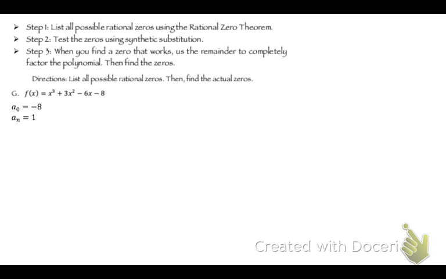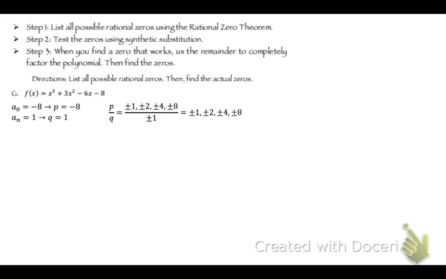Okay, so first we need to find the possible zeros. So we're going to do the P over Q thing, what we were just doing. So we have P equals 8 and Q equals 1. So that's going to be plus or minus 1, plus or minus 2, plus or minus 4, plus or minus 8 over 1. So that's just 1, 2, 4, and 8.